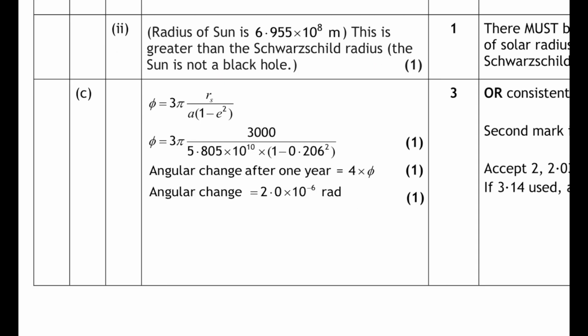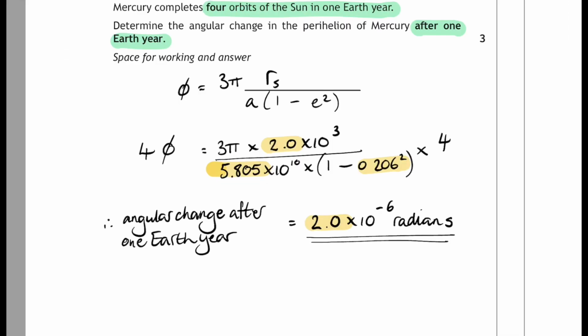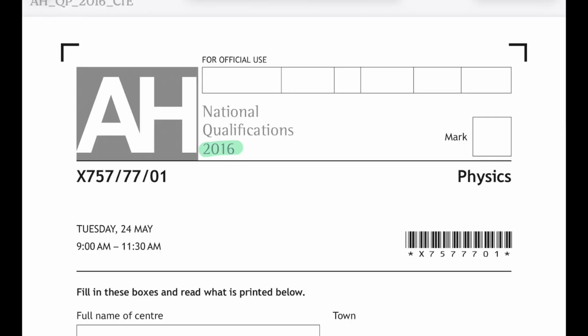So there's the marking instructions. 1 mark for subbing all the values in, 1 mark for remembering to multiply by 4, because there's 4 orbits in a year, and 1 for the final answer. There will always be a number of questions in the paper with relationships that are unfamiliar to you. But remember, all you have to do is put the numbers in that you're given and work out the quantity that is required. Alright, let's have a look at another paper.